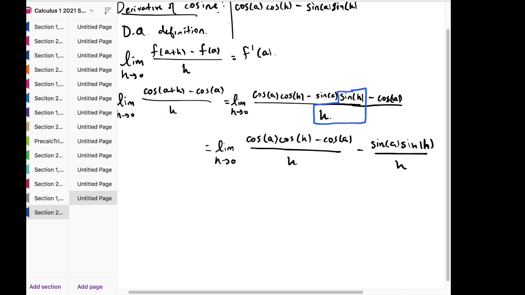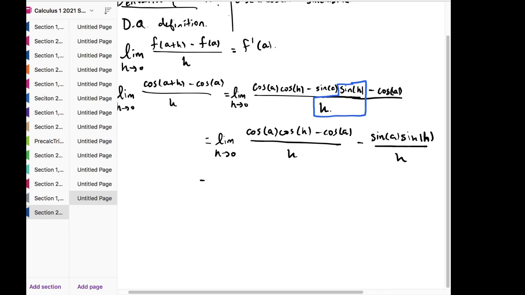Okay, so what we can do here, these both have a cosine, so let's factor those out. So it's cosine of a, then limit as h goes to 0. Right, I can factor out the cosine of a because it doesn't have an h. Then I have cosine of h minus 1 over h.